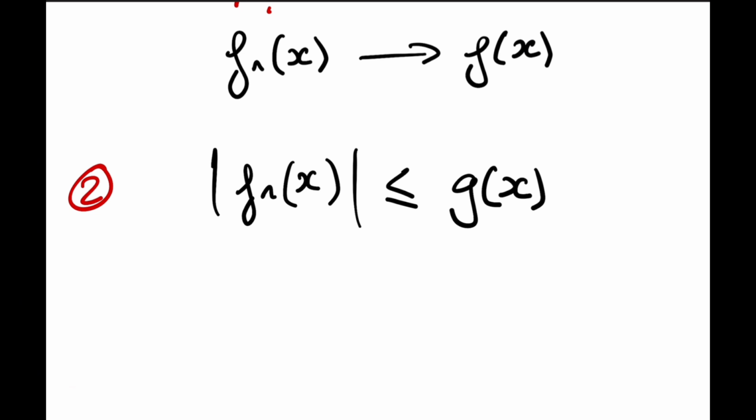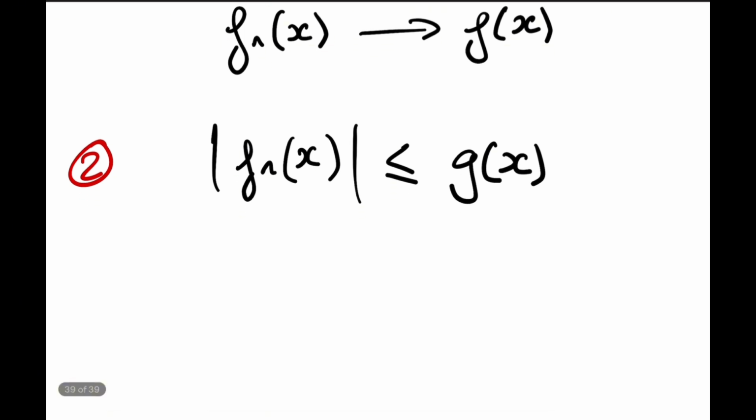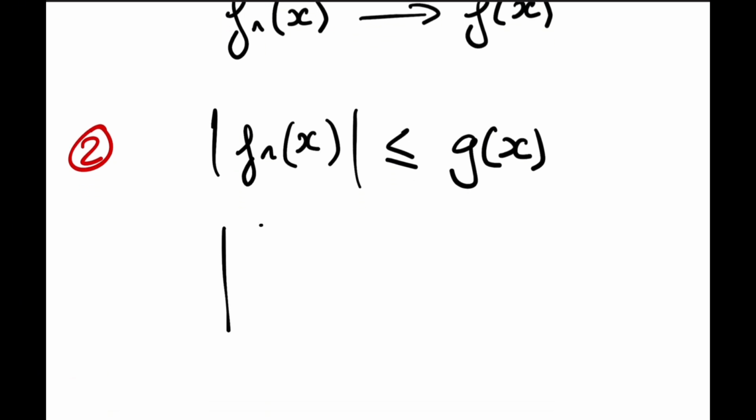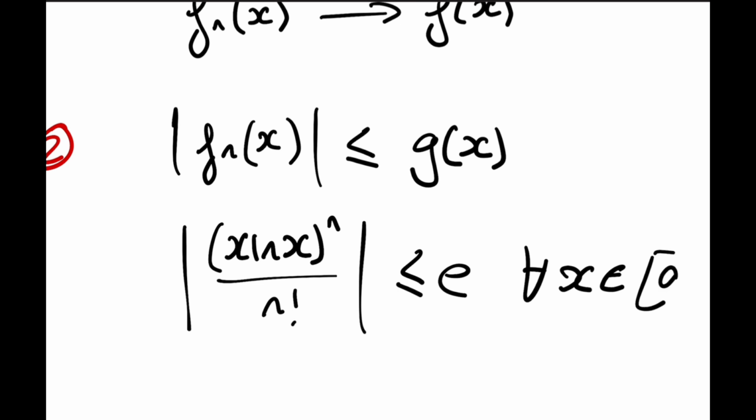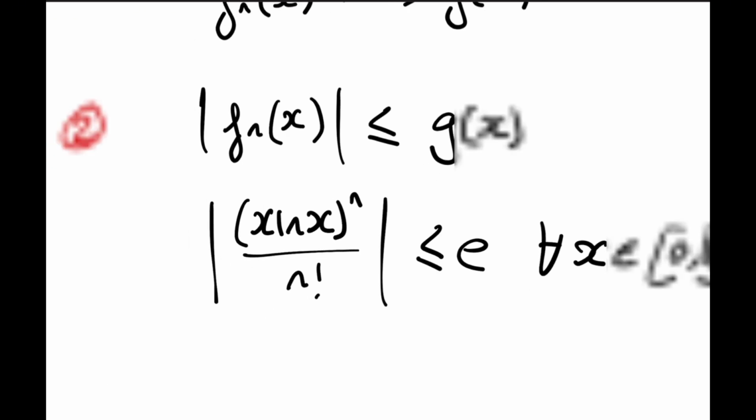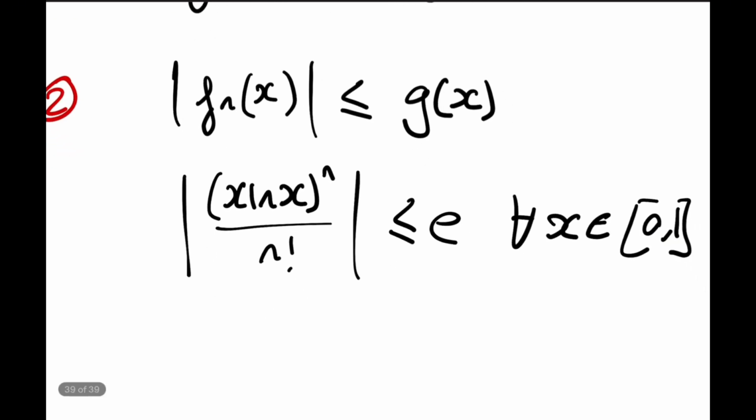I know, let's use the constant e, okay? Because the absolute value of x ln x to the power of n over n factorial is always going to be less than or equal to e for all x on our domain 0 to 1. Okay, so this works because the exponential series that we've got converges and each term becomes small enough to be bounded by that e.